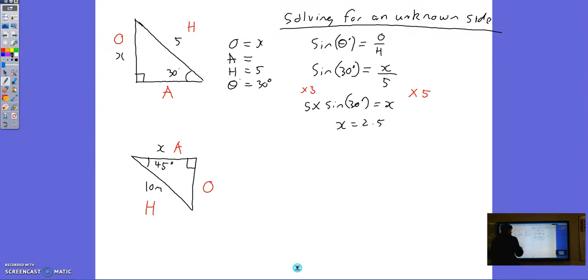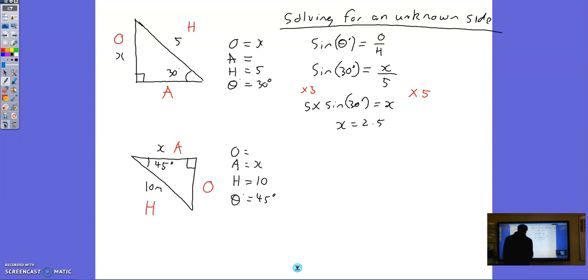I'm going to see what I've been provided with. So O, A, H, and theta. My opposite, I have nothing. My adjacent is x, my hypotenuse is 10, and my theta is 45 degrees. Now it's important to recognize at this point that if they ask me to solve for x, even though I don't have a value for x, it's going to be part of my equation. So the side you're looking for must be included in your ratio.